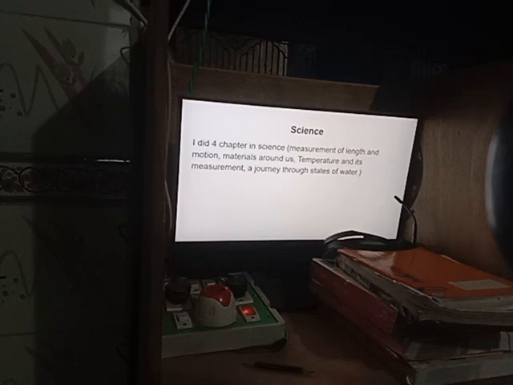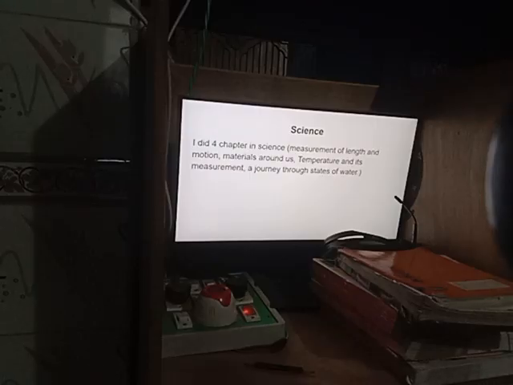Yes, understand. Circular motion. So okay. There are 3 types of motion: linear motion, oscillatory motion, circular motion.